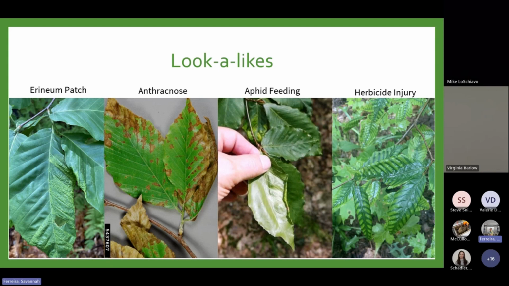If you're unsure if you have beech leaf disease or one of these lookalikes, you can just take a picture or a sample and report it anyway. We'd always much rather get additional reports than risk missing an early detection report.